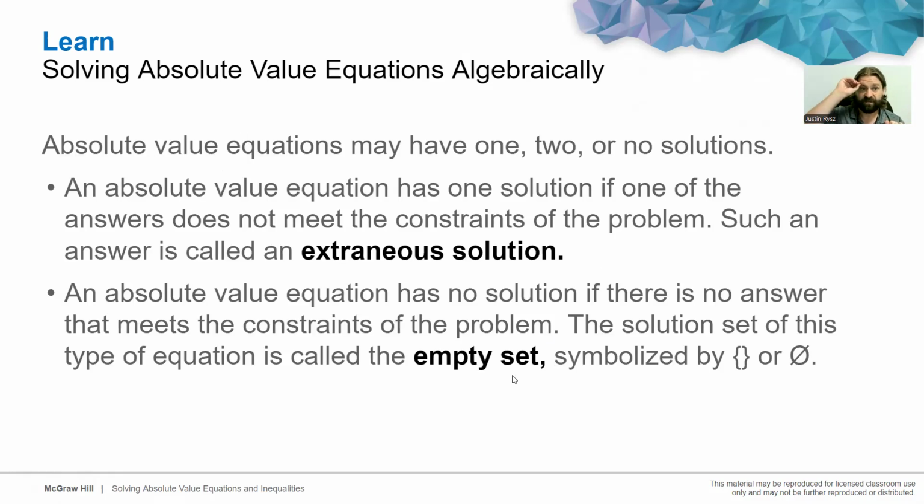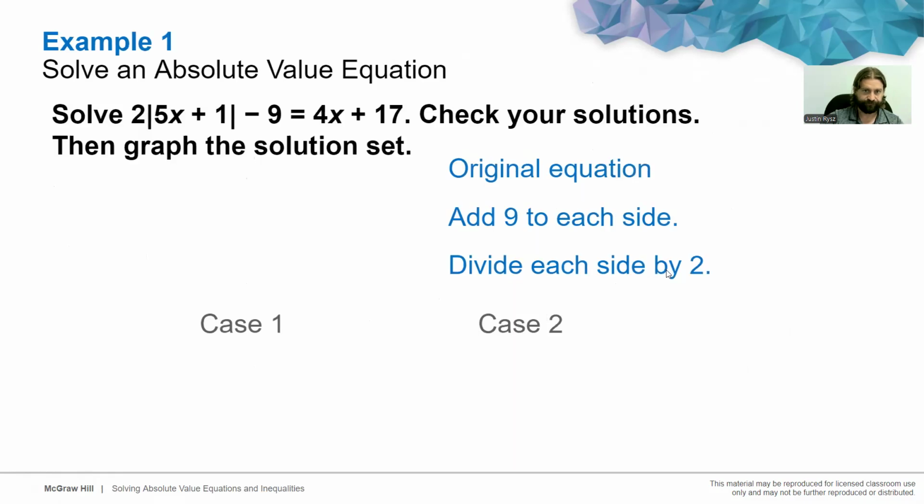Because sometimes absolute value equations may have 1, 2, or no solutions. An answer that does not meet the constraints of the problem is known as an extraneous solution. An absolute value equation could potentially have no solution, where even though we get 2 numbers at the end, when we check, they might not work, and that's called an empty set. We either write that as an empty bracket in set builder notation, or we use the empty set symbol. All right, so let's go through and solve this problem and work with this.